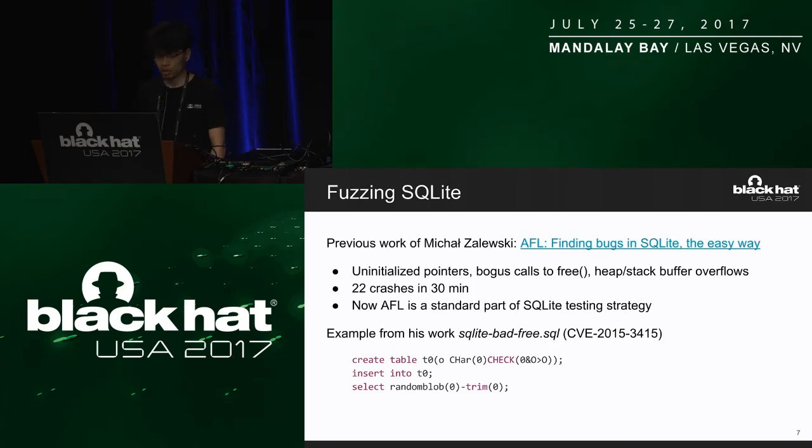He ran AFL for 30 minutes and found 22 unique crashes, including some uses of uninitialized pointers, invalid frees, and heap or stack buffer overflows. Now, the developers of SQLite are also using AFL in their testing strategy. The following example is a CVE from the last page. It's very simple and it's done in 3 lines of SQL statements. It causes an invalid free.